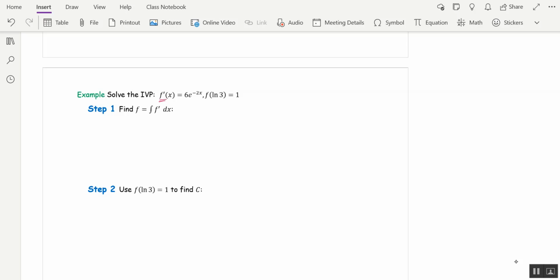All right, step 1 is to find f. So f of x is equal to the integral of f prime, which is 6e to the negative 2x dx. I really want to see this step. And now we integrate. That's 6, and the integral of e to the negative 2x is negative 1/2 e to the negative 2x, and then we get a constant. And yes, you could certainly do the simplification in your head. That's just negative 3 e to the negative 2x plus c.